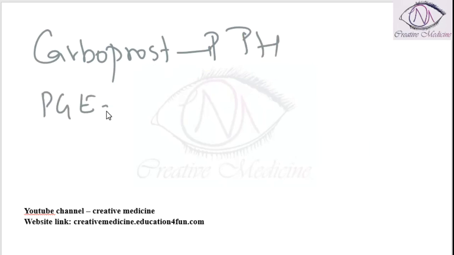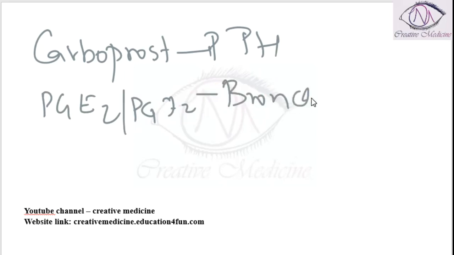Then PGE2 or PGI2 is important in bronchodilation and it is also used in asthma.